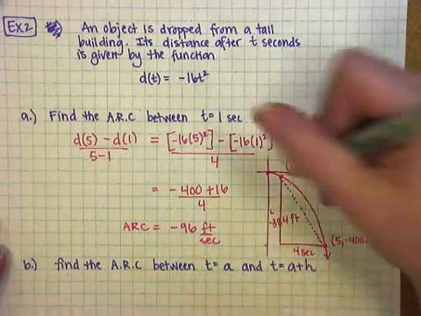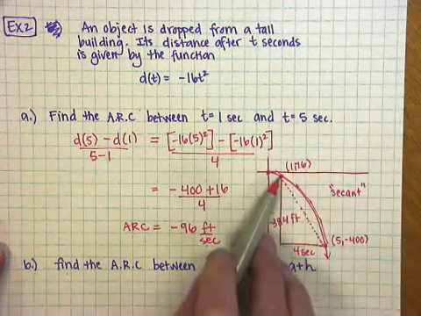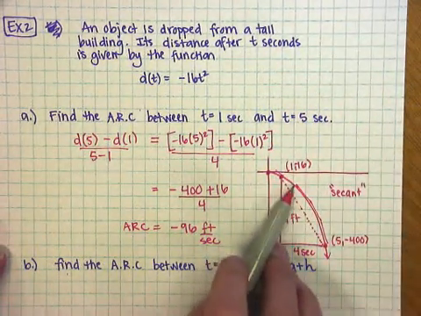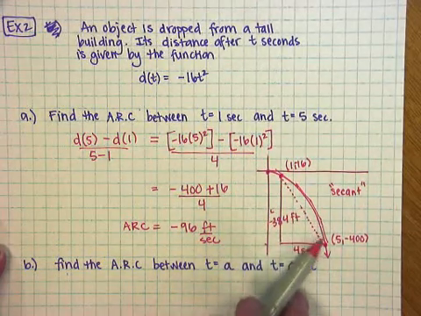And if you notice here, if I were to draw in these different slopes, the object starts falling slower in the beginning. It's still falling, but it's slower. And then as the slope gets steeper, it's falling more quickly.